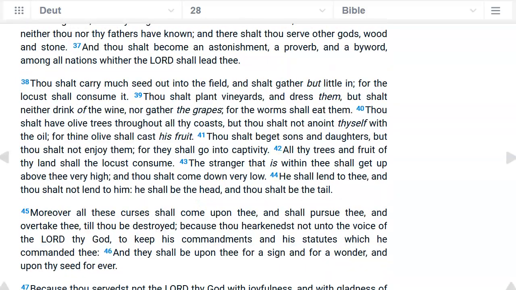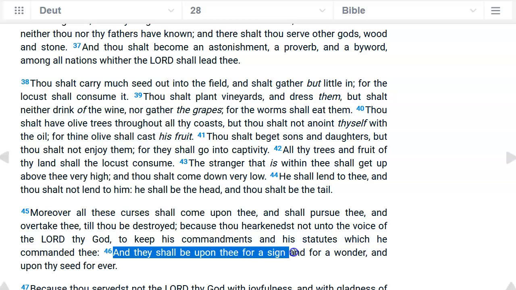But the Most High says, here we go, down here: Moreover, all these curses shall come upon thee, and shall pursue thee, and overtake thee till thou be destroyed, because thou hearkenest not unto the voice of the Lord thy God to keep his commandments and his statutes which he commanded thee, and they shall be upon thee for a sign and for a wonder, and upon thy seed forever. So these curses are a sign of who the Israelites are.